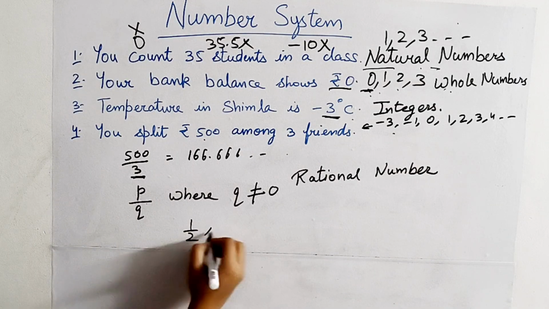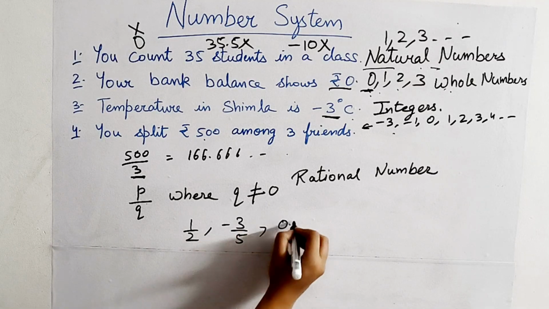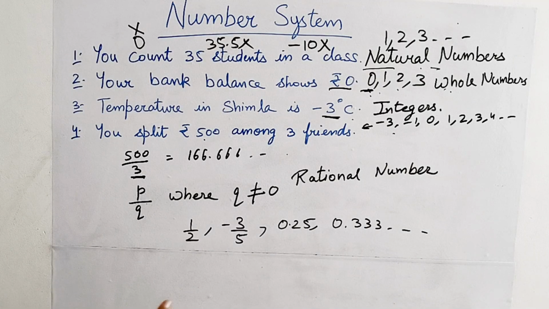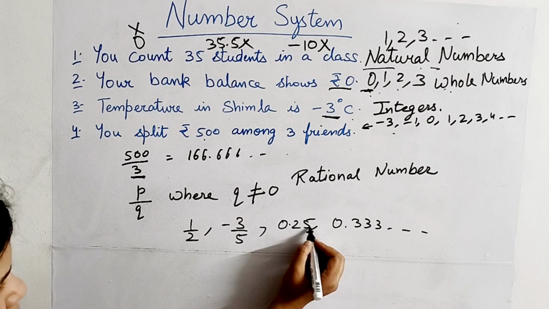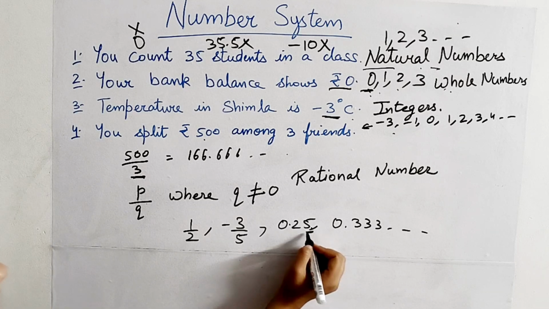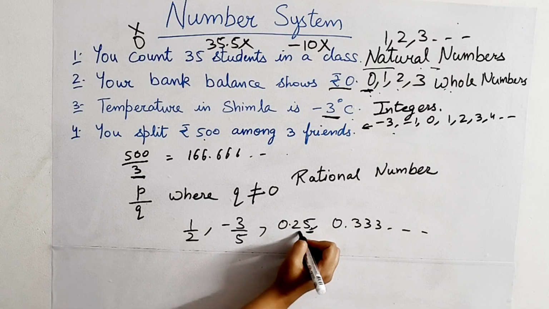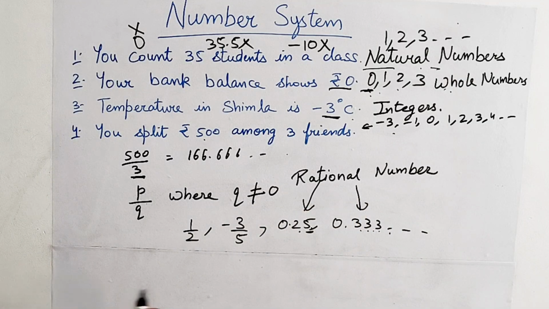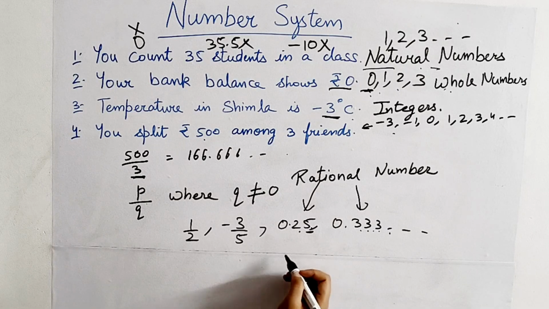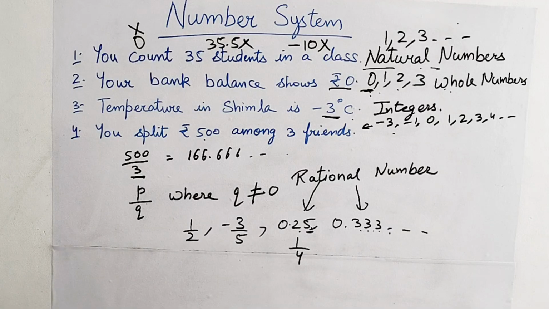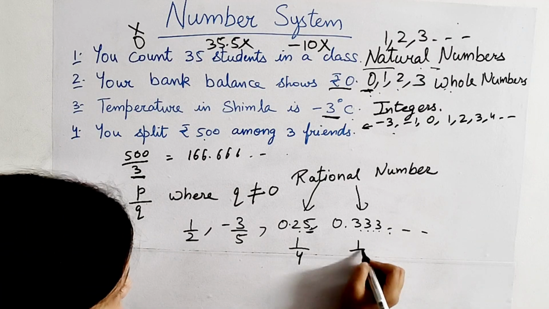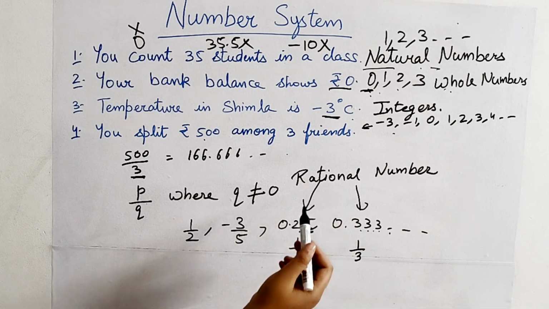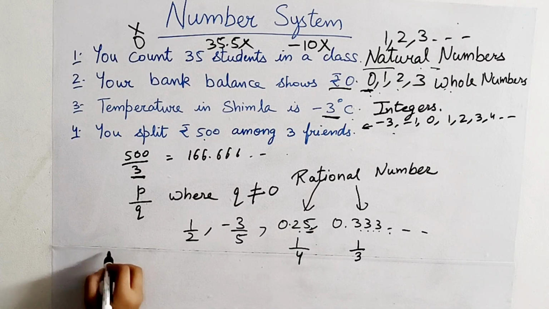Examples: 1 upon 2, minus 3 upon 5, 0.25, 0.333, and so on. Here an important thing is, if a decimal terminates, that means it ends. So it's 0.25, so it ends here. That means it is a terminating decimal number. So if a decimal terminates or repeats, these are rational numbers. These both are rational numbers because they can always be converted to a fraction. Like 0.25, it can be written as 1 upon 4. 0.333, it can be written as 1 upon 3. So we can write these decimals as fractions. So these are rational numbers. There is one more part which is irrational number.